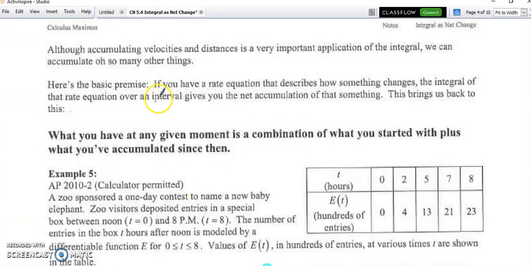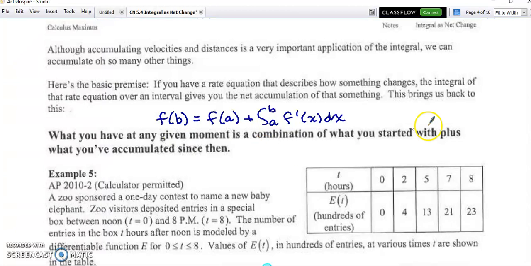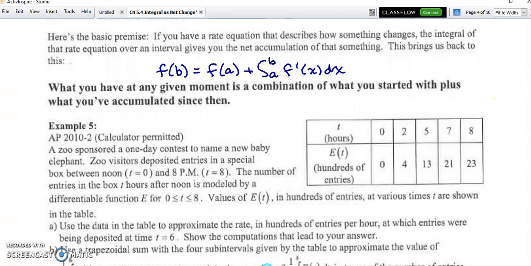So we're still using that idea that f of b, what you have at any given moment, is what you had when you started plus the net change from when you started to when you ended. It's the same idea, but instead of a position function like s of t, we could be talking about a quantity of something. All right, so let's take a look at example 5.